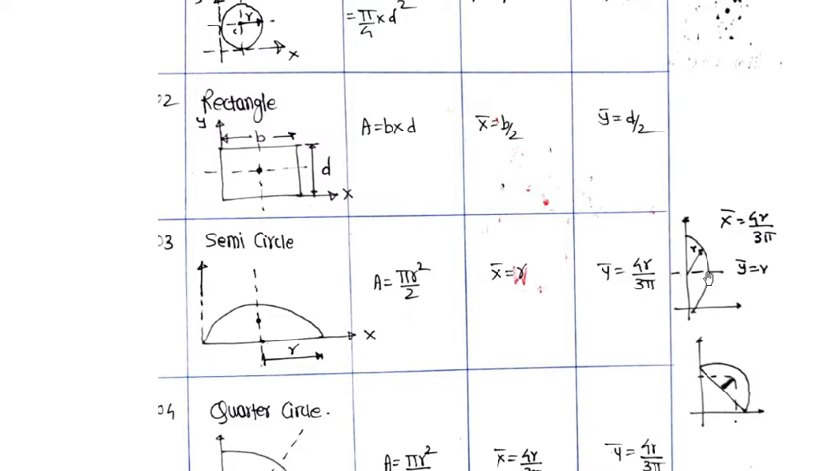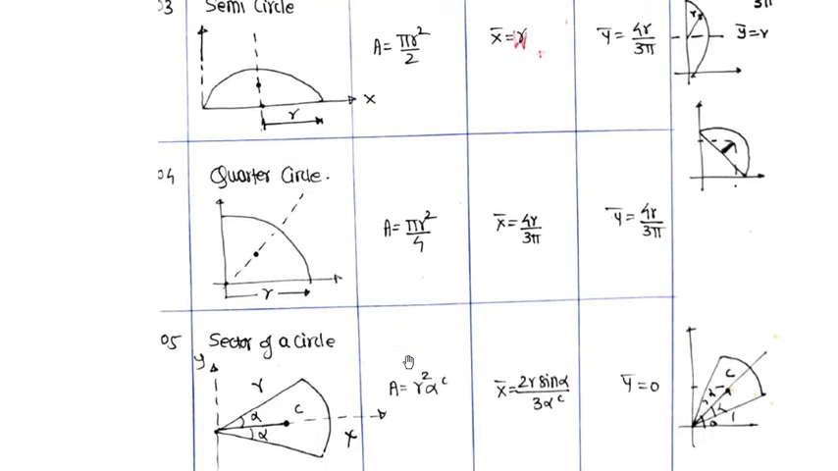So, in this case we can write the distance directly. Y bar is equal to r, and x bar is the distance which is known to us from the first case, 4r by 3 pi. Now, the same distance is x bar, 4r by 3 pi. So, in this way this table can be used.